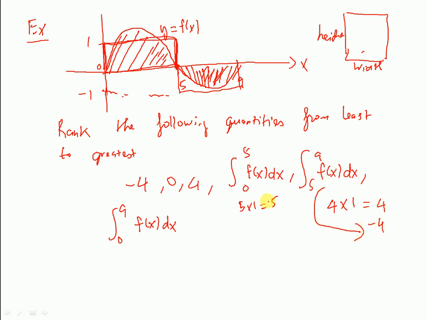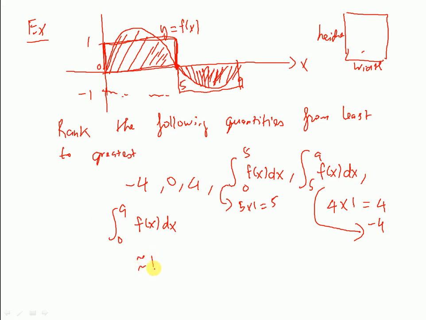So -4, and this one is 5. And from 0 to 9, we are just summing all the values from 0 to 5 and from 5 to 9. Imagine we have 5 for the first one, -4 for the second one. So 5 minus 4, we sum them, because from 0 to 9 means we are counting from 0 to 5 and from 5 to 9, which is 5 minus 4, so we're around 1.